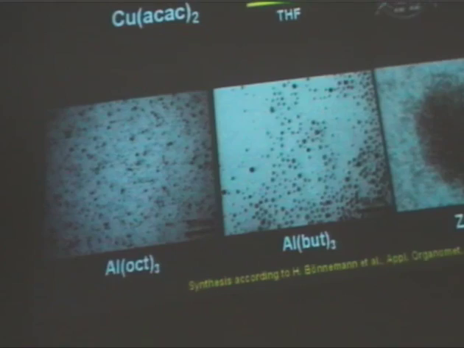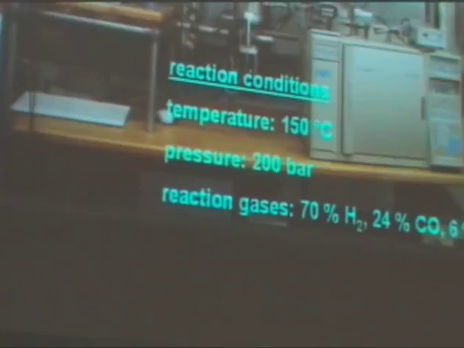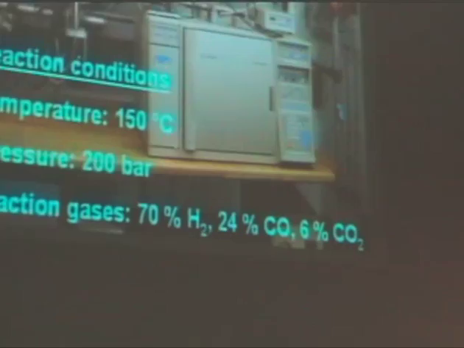And then we asked ourselves, are these nanoparticles active in the catalytic reaction? This is not a trivial thing to do, because normally you have syngas passing in the gas phase over a fixed bed catalyst. Now we have to do it in a slurry under protective atmosphere, otherwise our particles will be oxidized eventually and precipitate as copper oxide.